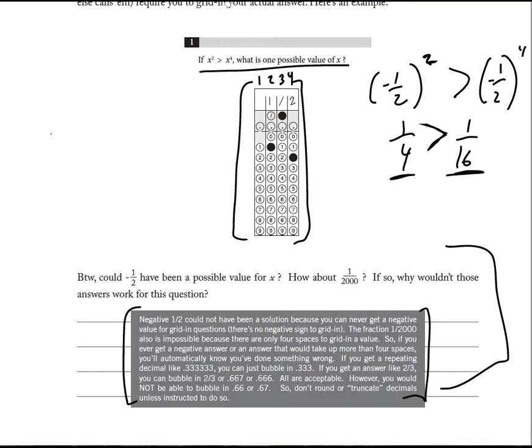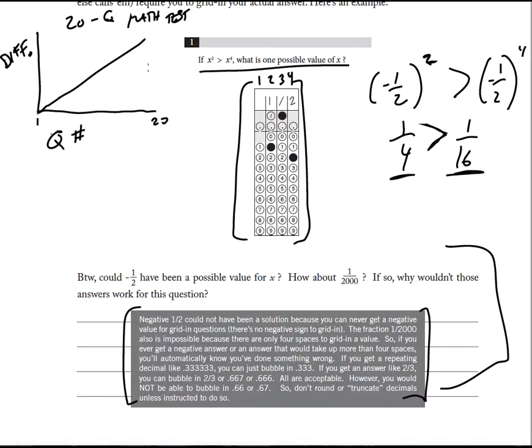Because the way that the math tests work, if you were to graph it, and you can show this to students on the whiteboard, if you had difficulty level of the questions on the y-axis, and the question number on the x-axis, what you would find, for example, for the 20 question math test, is the graph would not go steadily from 1 to 20. It wouldn't rise steadily in terms of difficulty level.